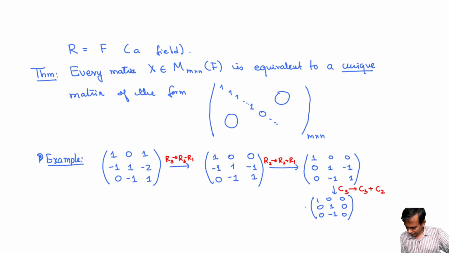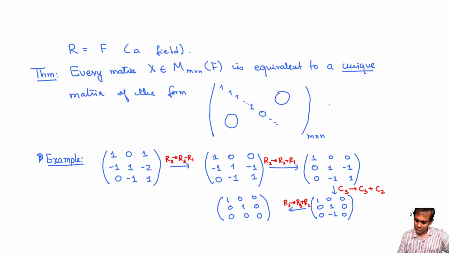And now I can take the third row and add to it the second row. So what should I do? I'll take R3 and take it to R3 plus R2. And what do you get? You get the matrix 1 0 0, 0 1 0, 0 0 0. And this is indeed a matrix of this canonical form.